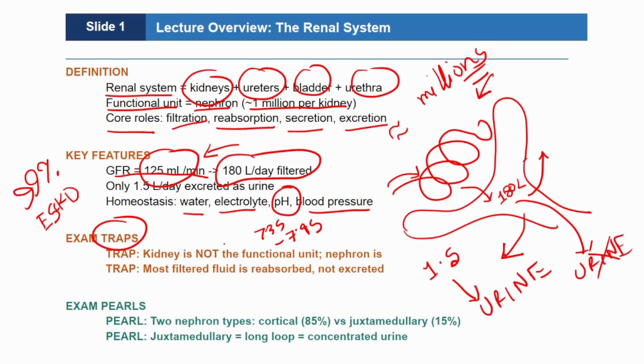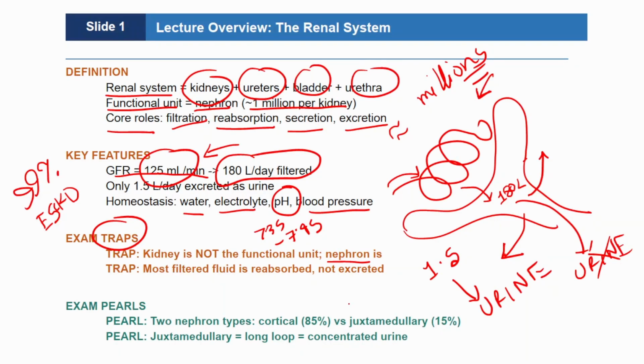Examiners routinely deploy semantic swaps to confuse students on the true functional worker of the excretory system. A favorite trick question will state that the kidney is the basic functional unit of the renal system. You must remember that the kidney is the gross organ, while the nephron is the true microscopic functional unit.